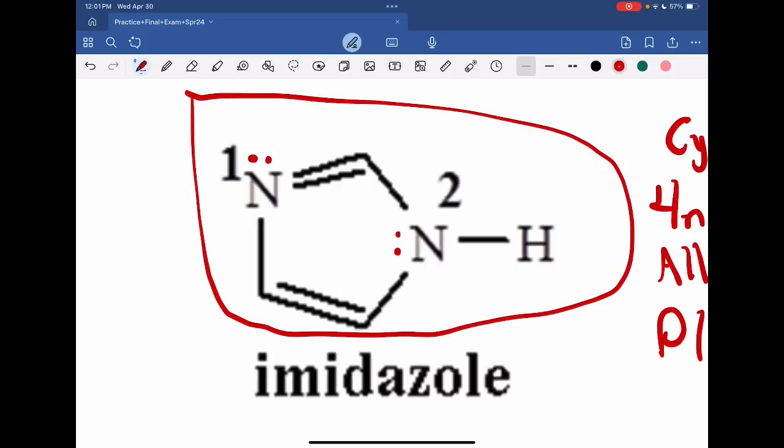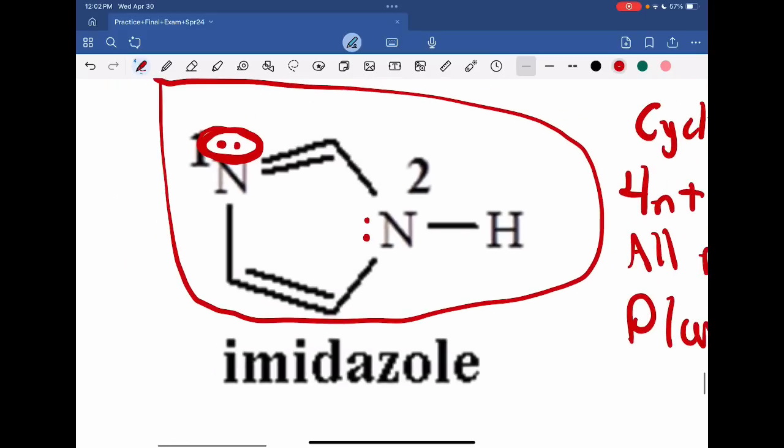So nitrogen 1 has its lone pair in a hybridized orbital because it already has 1 of its electrons in the pi system of the ring. 1 of its electrons is already in a p orbital, making this double bond. So this lone pair is not participating in aromaticity. Now let's look at this lone pair.